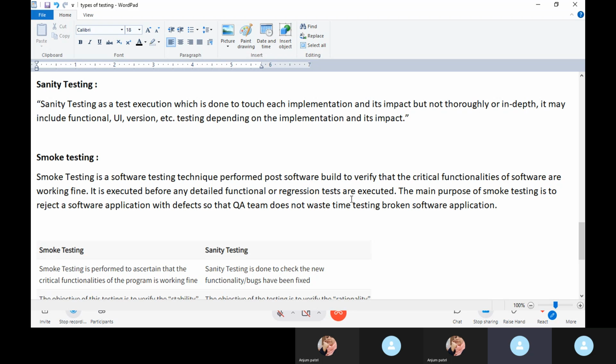In this way, we do not waste our time. If the build is incorrect and affects previously developed functionality, we do not consider that build correct. We reject it. That comes under smoke testing. Smoke testing we do in every sprint. In every sprint, the first activity that we do is smoke testing.